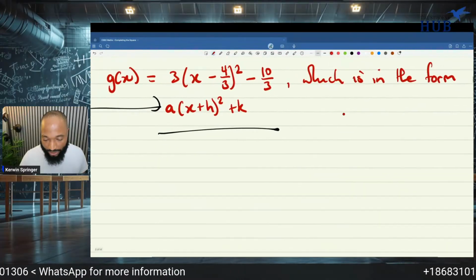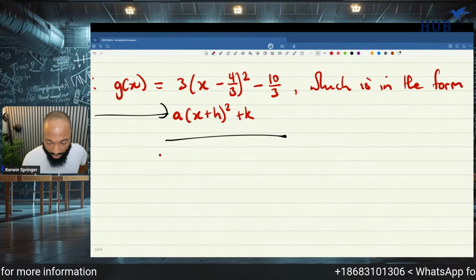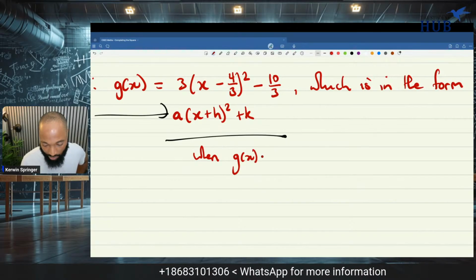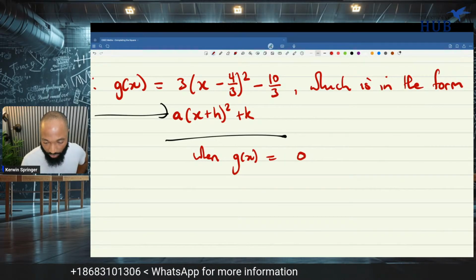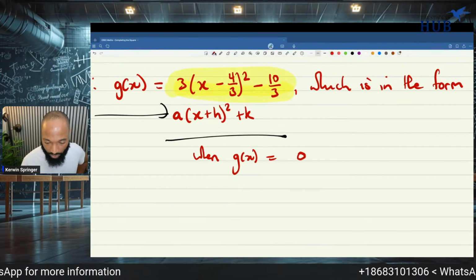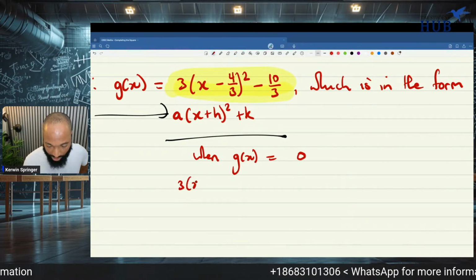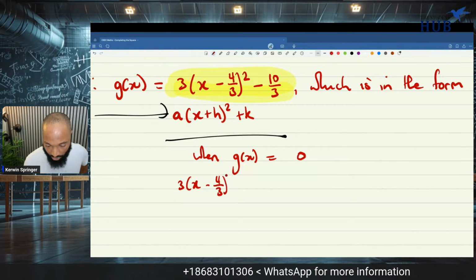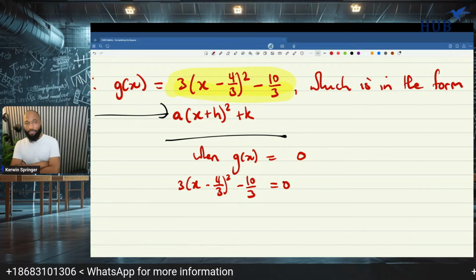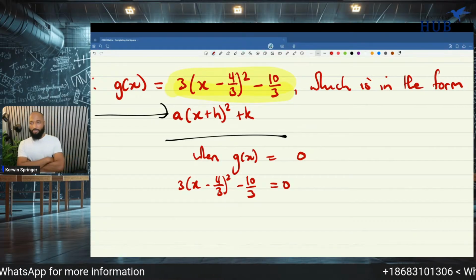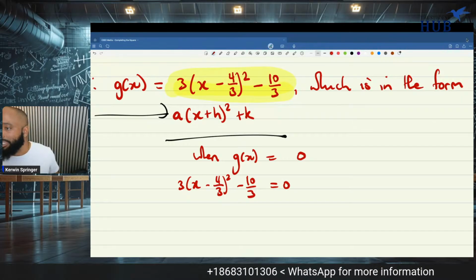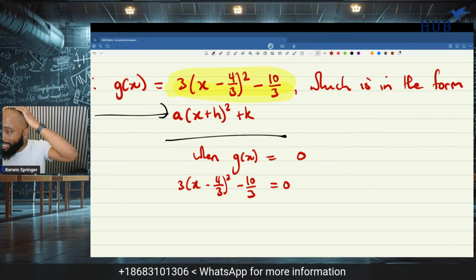So after you've completed the square, how do you solve? Well, you say when g of x is equal to 0, what we just found when we completed the square will now be equal to 0. This value here, 3 times x minus 4 over 3 squared minus 10 over 3 is equal to 0. So what are the next few steps? Now this is one of the things that is very mechanical, very same thing every time. What are the next few steps? Anytime you have to do this root stuff, it's going to be the exact same thing every time.